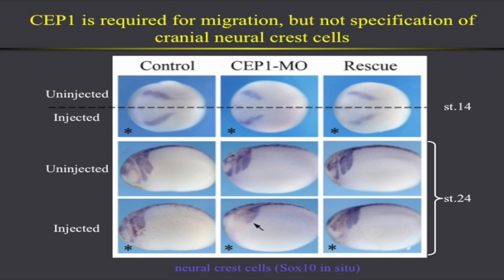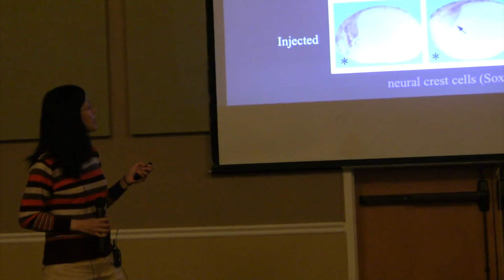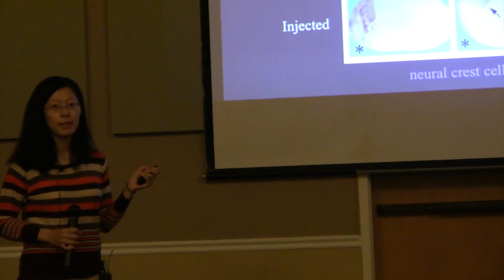As you can see, the SOX10 expression is symmetric in the uninjected and injected sides. However, during neural crest migration, when CEP1 is knocked down, neural crest cells don't migrate very far, and we won't be able to distinguish the different migratory streams. This can be largely rescued when you add CEP1 back. So this suggests that CEP1 is required for neural crest cell migration.